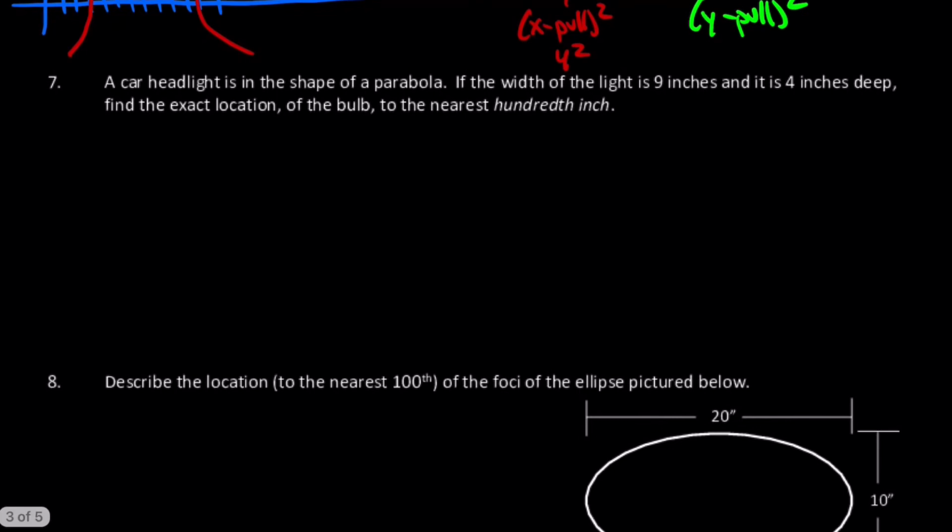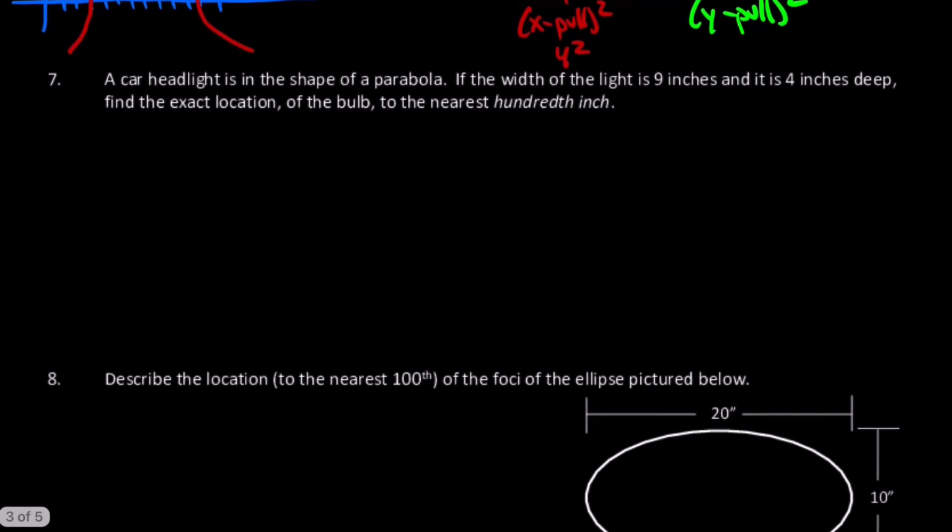Okay, next one. Couple application problems now. Car headlight in the shape of a parabola. The width of the headlight is 9 and is 4 inches deep. Find the exact location of the bulb to the nearest 100th inch. Remember the reflective properties of a parabola. Anything emitted from the focus comes out parallel.